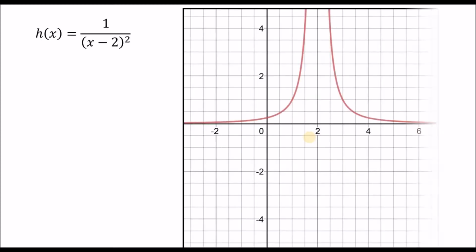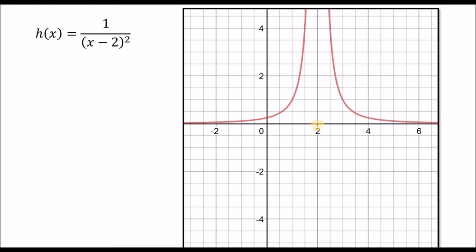The last function I want to take a look at is h of x equals 1 over (x minus 2) all squared. Again, the function is undefined when x is equal to 2. As x approaches 2 from above, the function increases without bound. As x approaches 2 from below, the function increases without bound.